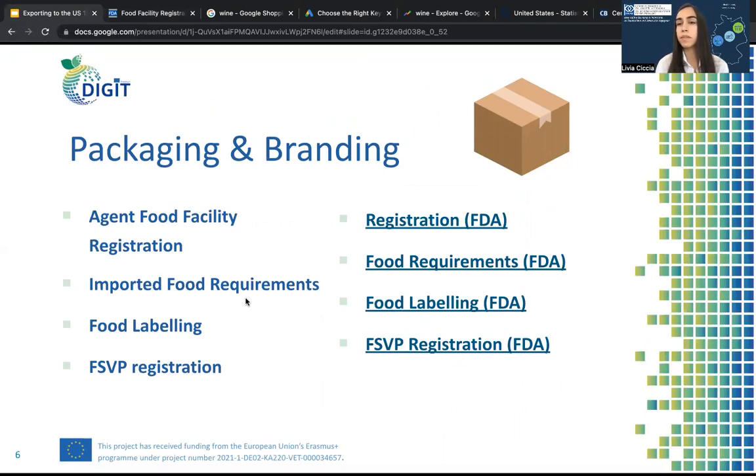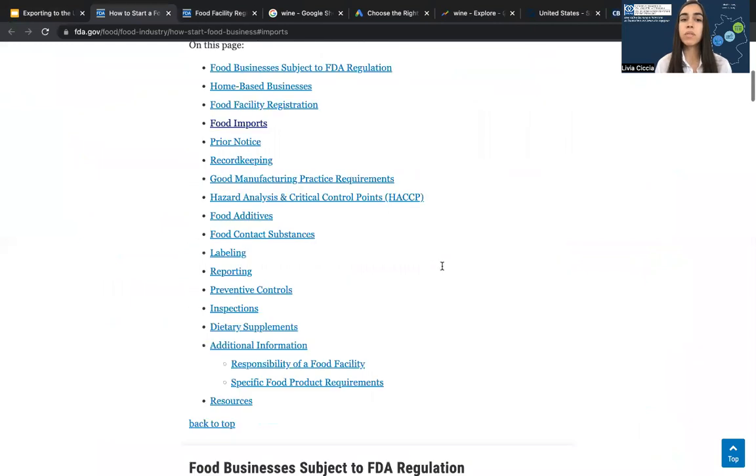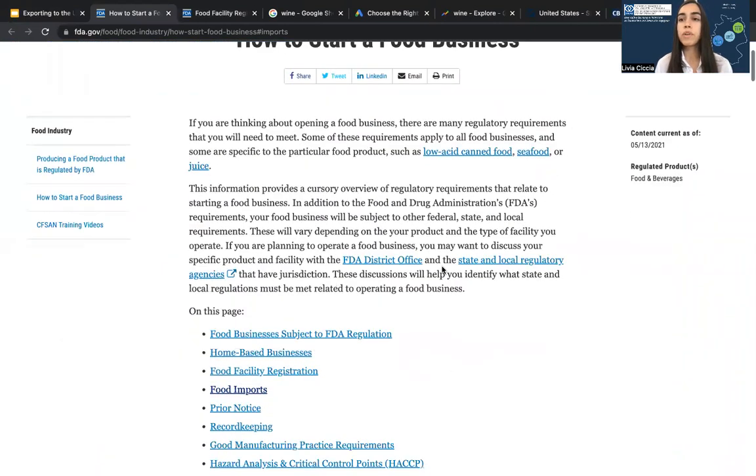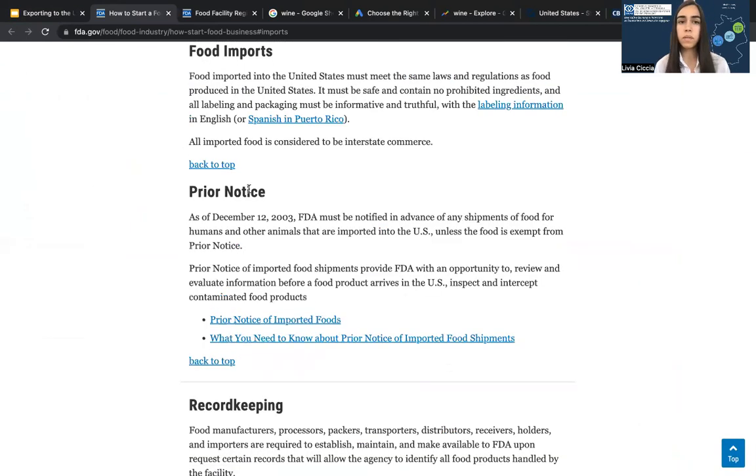Of course, the food production in the US is regulated by the FDA, and also imported goods have to meet the same requirements as food produced and sold in the US. To find more information about food requirements, you can also check out the FDA website. And here they have all the information about food regulations, especially on food imports here, and labeling information that we will go through now.